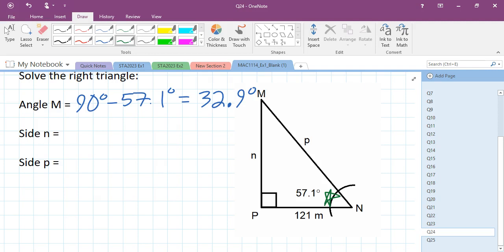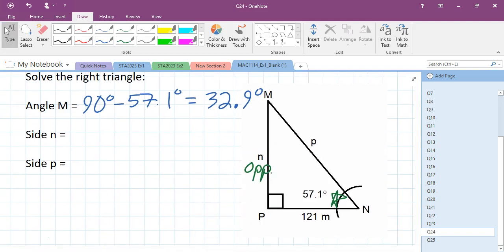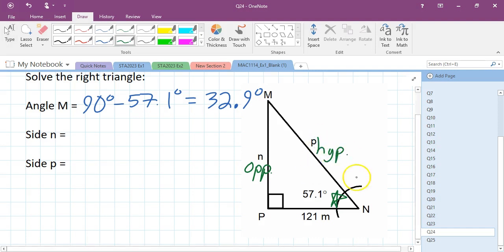Okay? So based off of the 57.1 degree, what is side N? Yeah, there you go, the opposite. I was hoping you wouldn't give me the answer. I wanted to actually know if it was adjacent, opposite, or hypotenuse. So good, yes, it's the opposite. What is side P? Hypotenuse. And last but not least, that means the 121 has to be the adjacent.